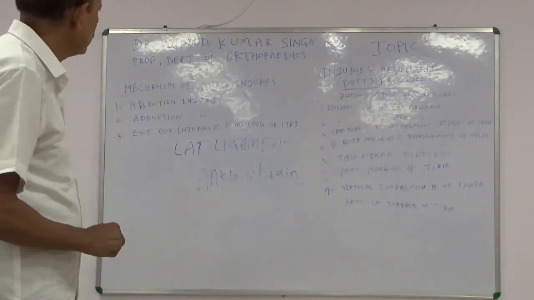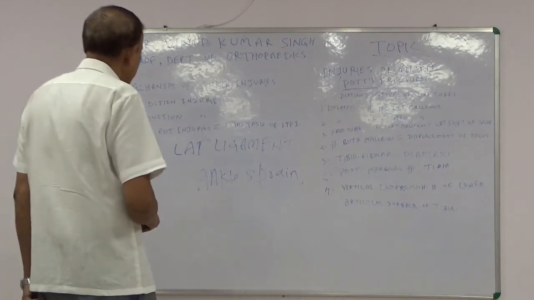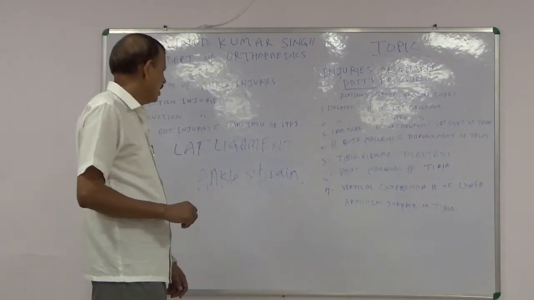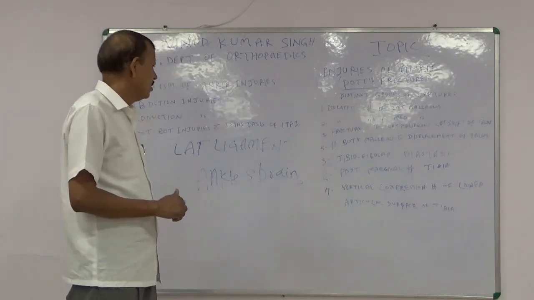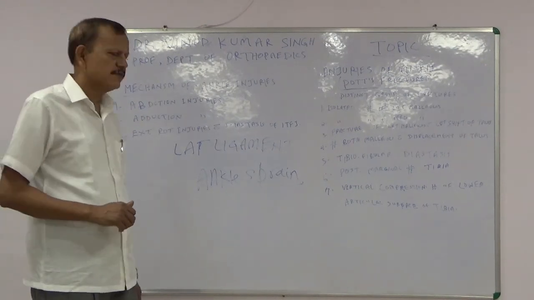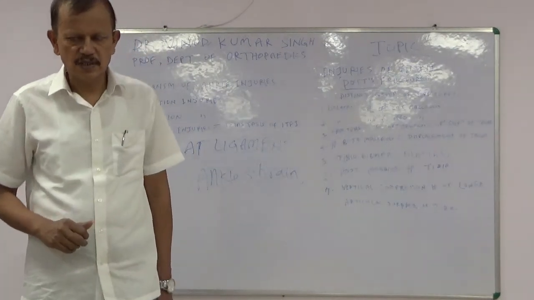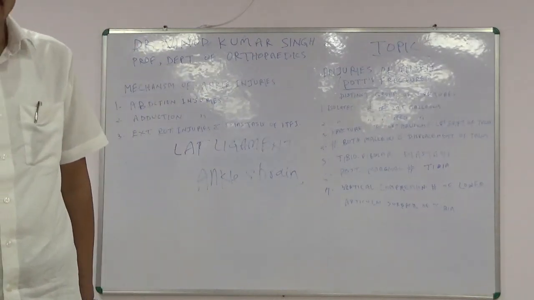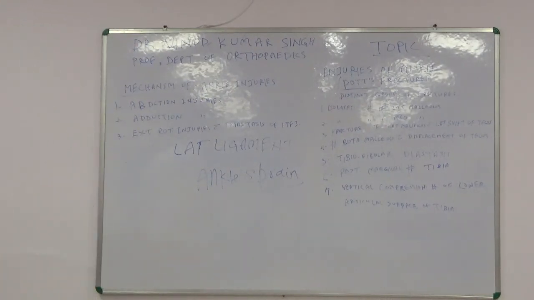So this is all about the main ankle injury, the fractures of the ankle and the ligament injury of the ankle joint. In the next class we will discuss the other fractures of the talus and fractures of the calcaneus.